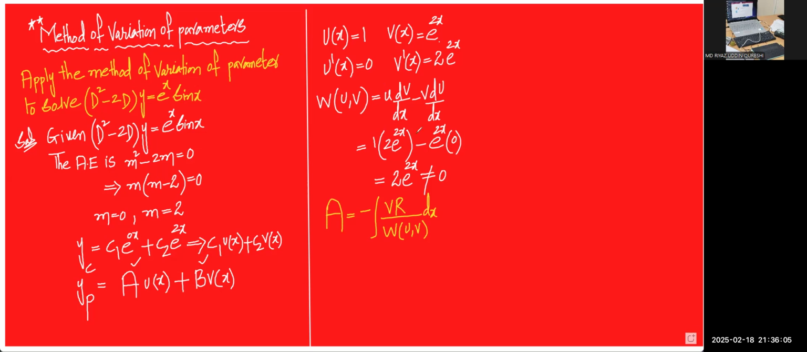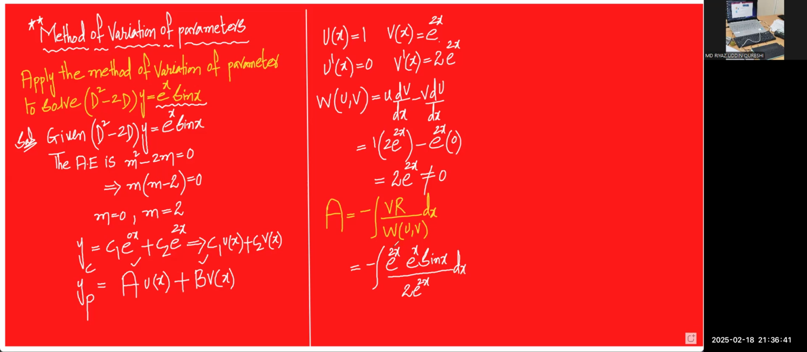Instead of finding v value here, we can find it here itself. Your choice, which is equal to minus of v means v of x value, which is e power 2x, and r value means this is the right hand side value, which is e power x sin x, divided by Wronskian value. We got this one is 2 e power 2x and then dx.